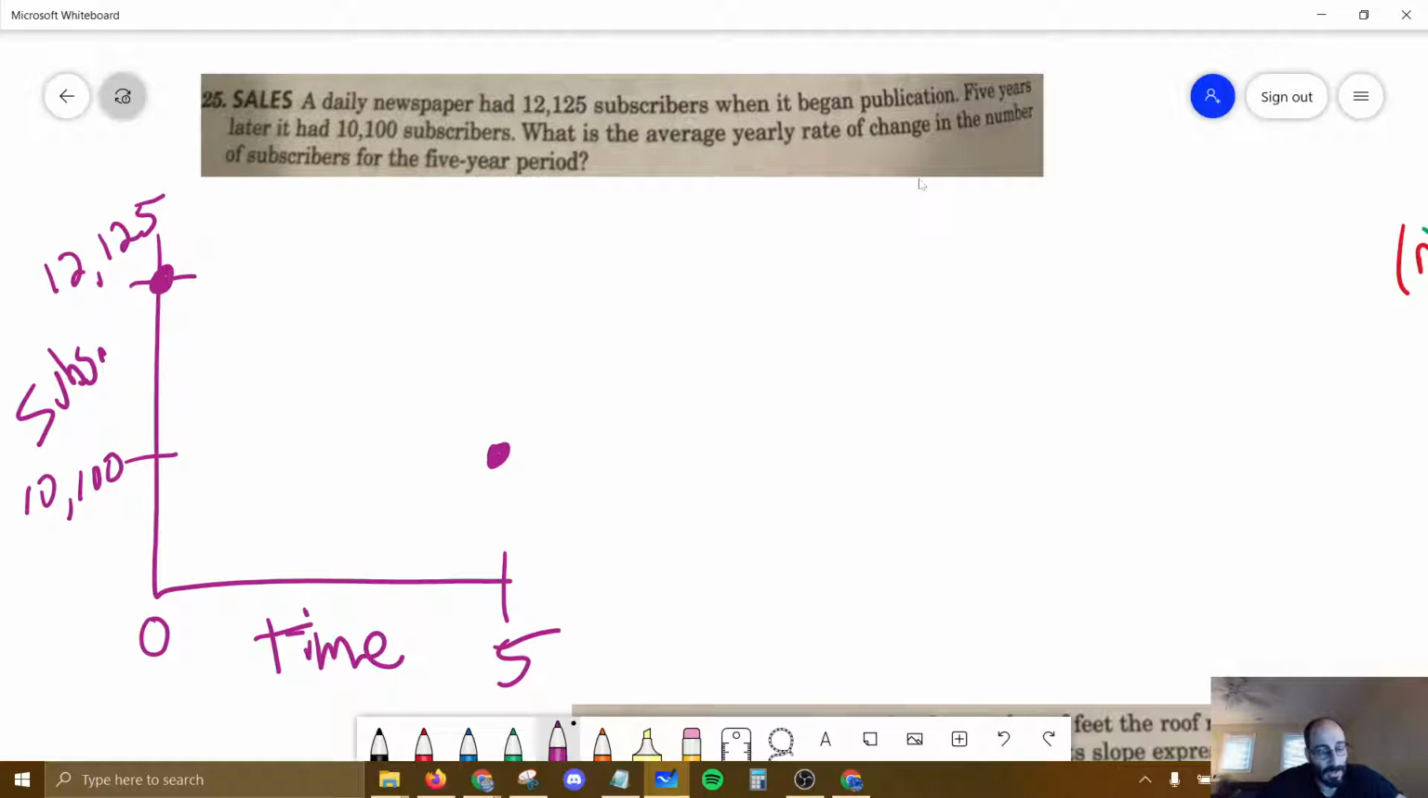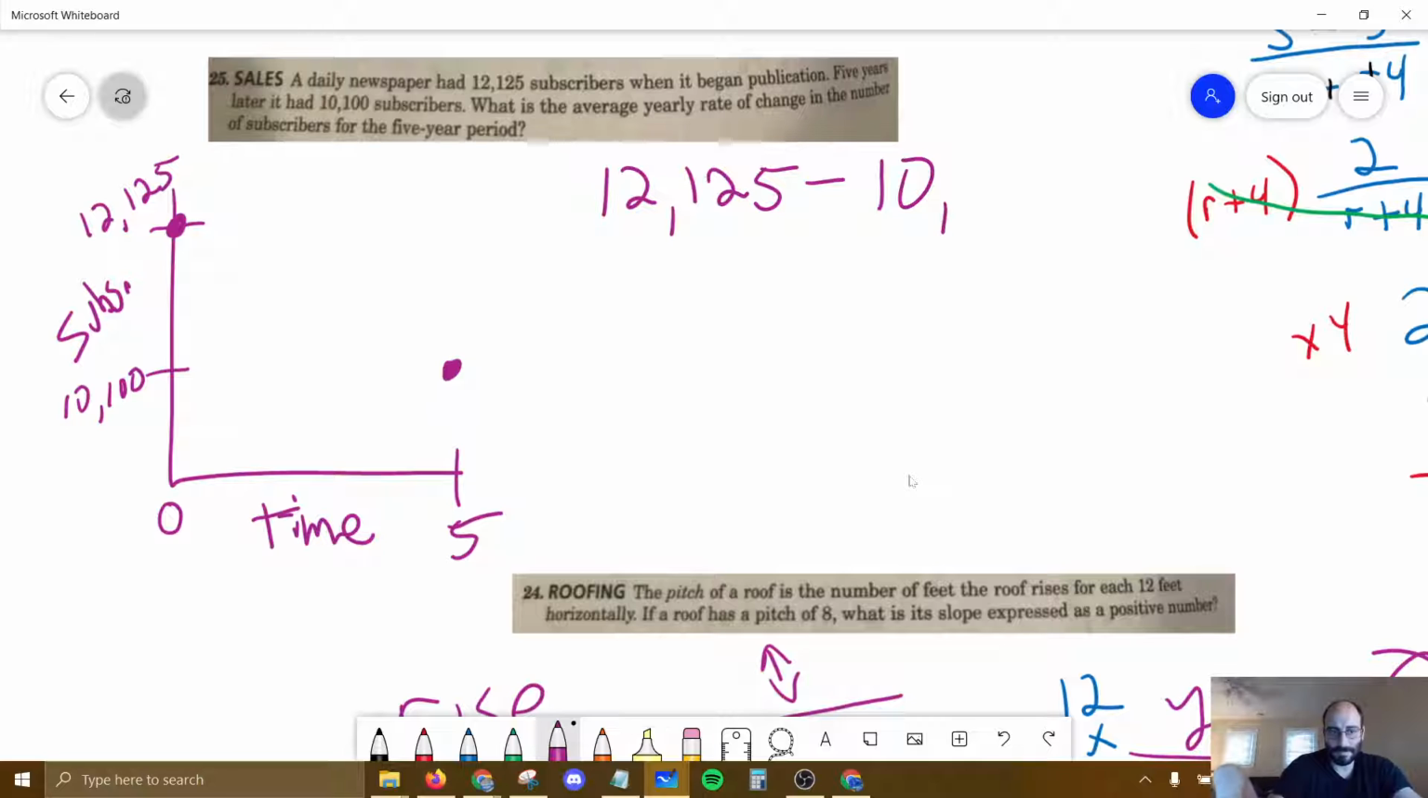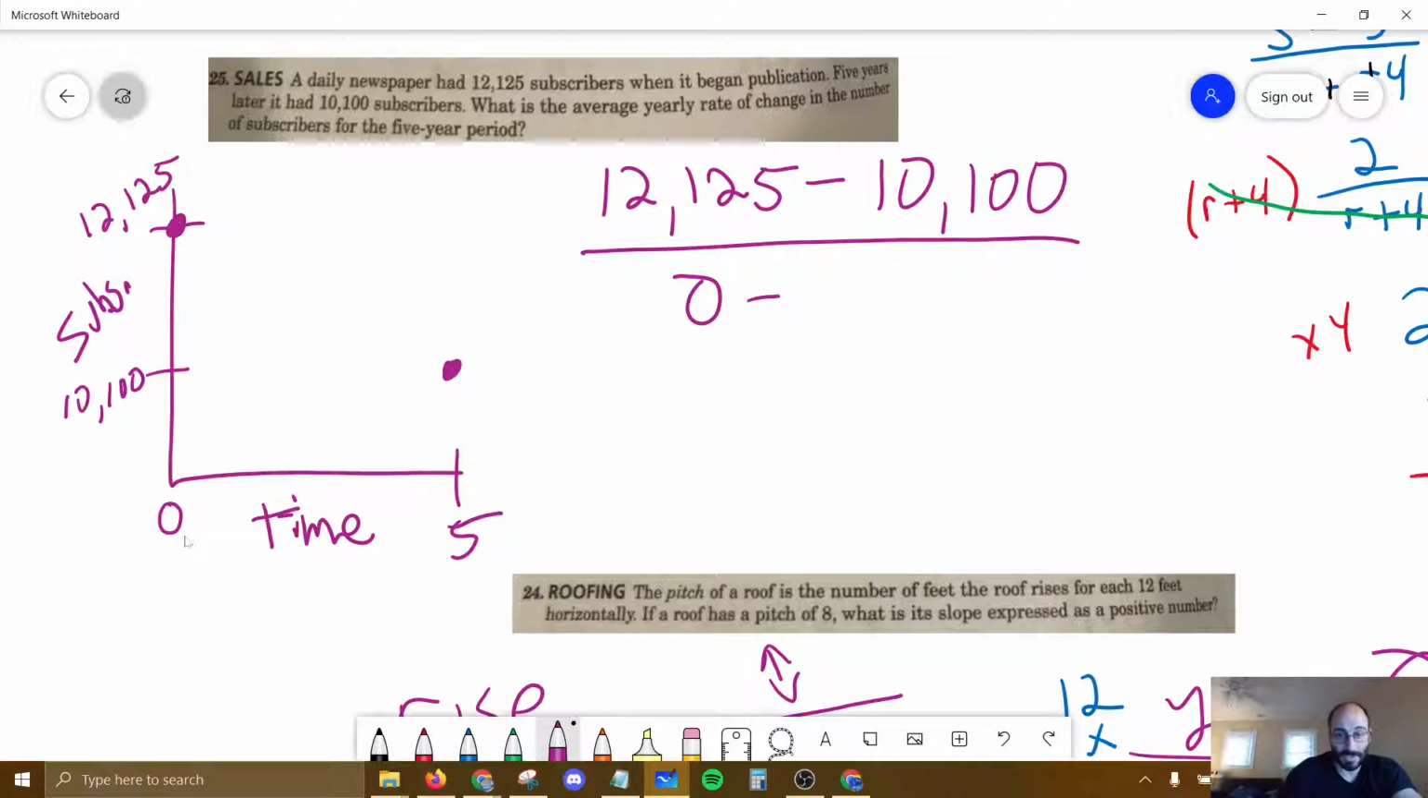Okay, so we just use the slope formula here. So y, we're going to do y2 minus y1. We're going to do 12,125 minus 10,100 over change in x. Okay, so if I'm using 12,125 first, the x value that goes along with that is 0. Okay, so just get the order correct. And then the x point that goes along with 10,100 is 5. So this is what we got right here.